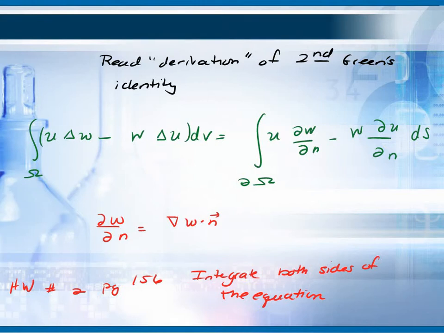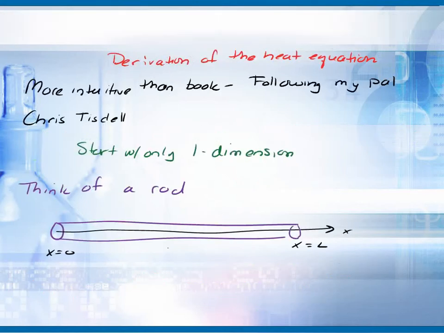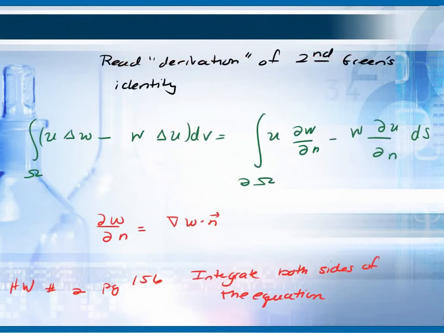This is Green's second identity, and homework number 2 just wants you to integrate both sides of the equation and apply the identity. So try it out. It shouldn't take you that long. It's not like the first problems that we did.